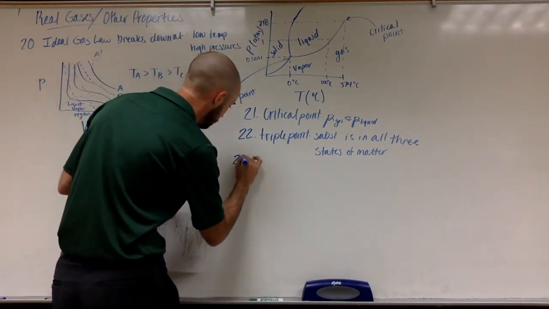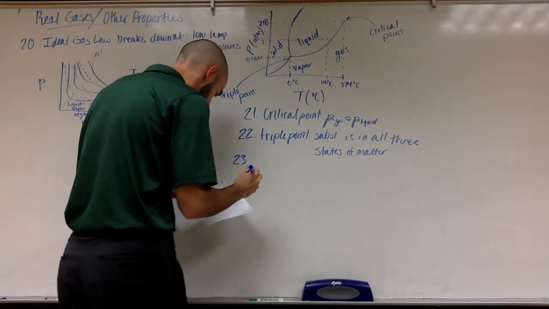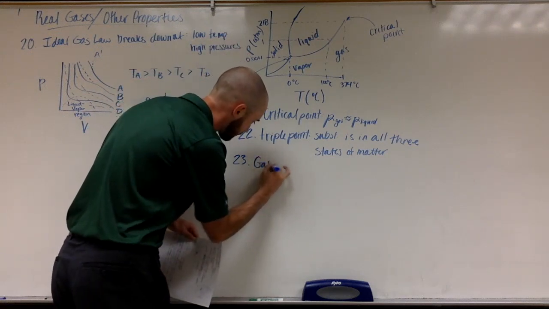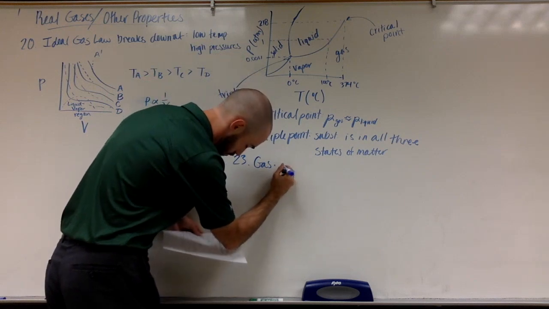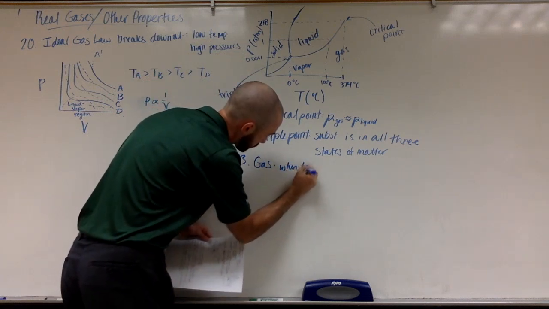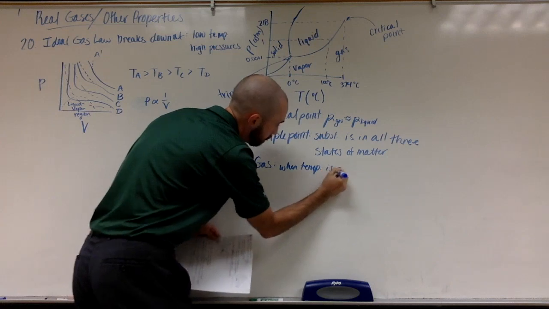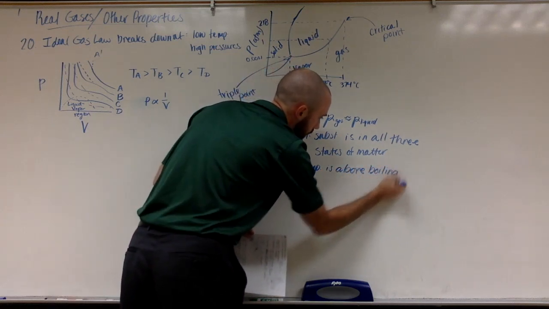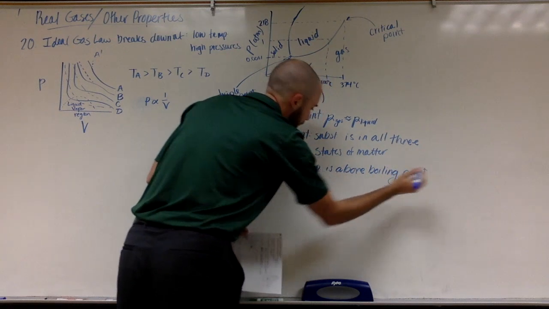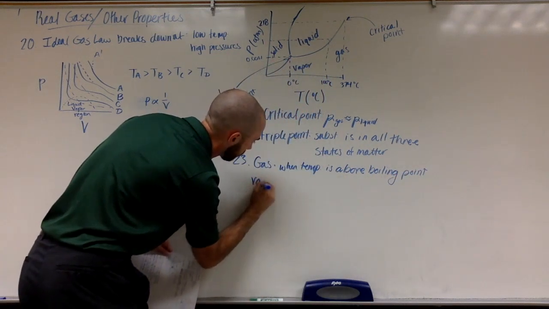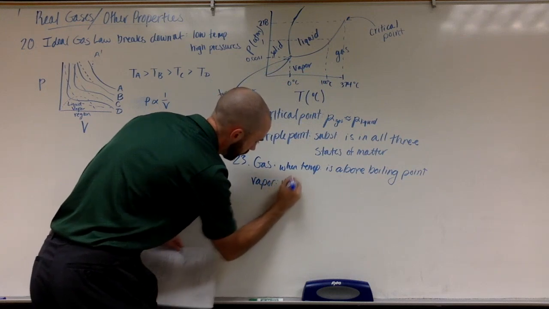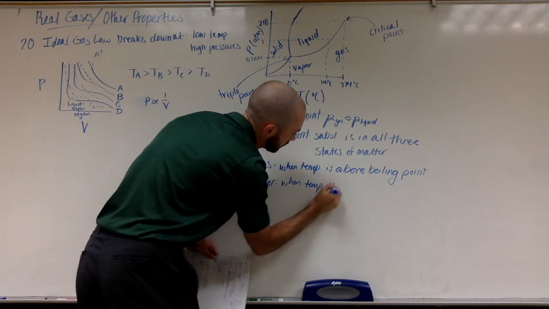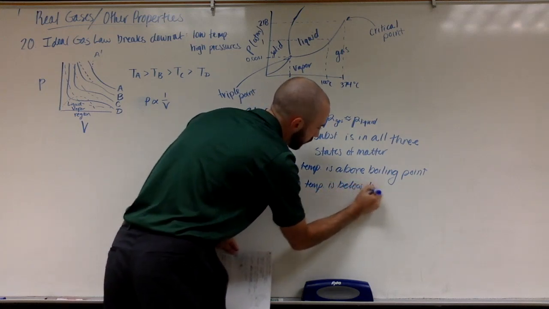So let's talk about this next part here. And that is when we call it a gas, when the temperature is above the boiling point. And we call it a vapor when the temperature is below the boiling point.